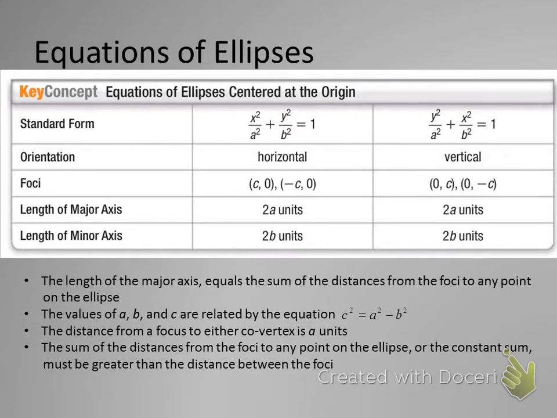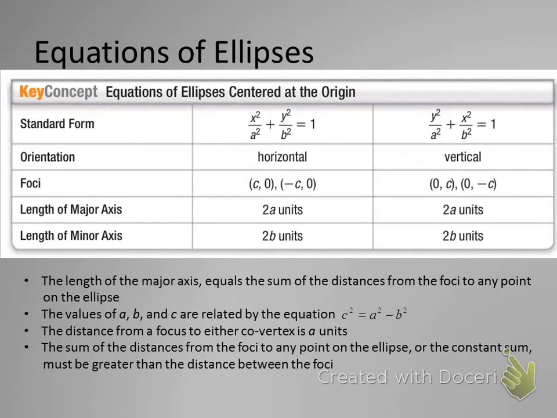Wait, what are your C's? We'll get there. Okay. But just know that your foci are, right? Okay? The length of the major axis, and this is more important than you guys realize, is 2A units, and the length of the minor axis is 2B units still.